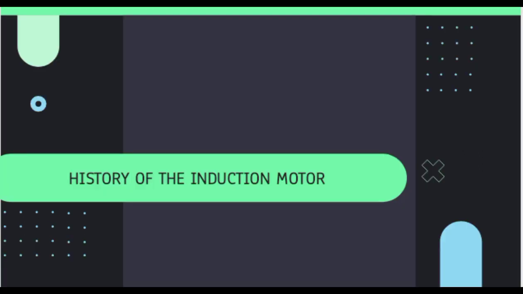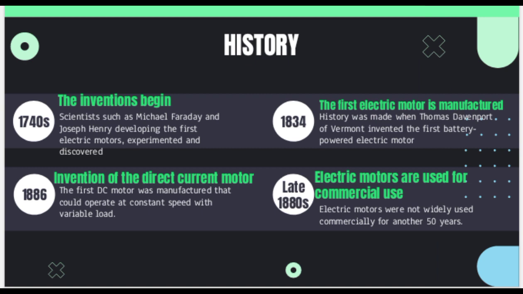History of the induction motors. 1740s, the invention begins. Scientists such as Michael Faraday and Joseph Henry developed the first electric motors. Through experiments, they discovered how to convert electrical energy into mechanical energy.